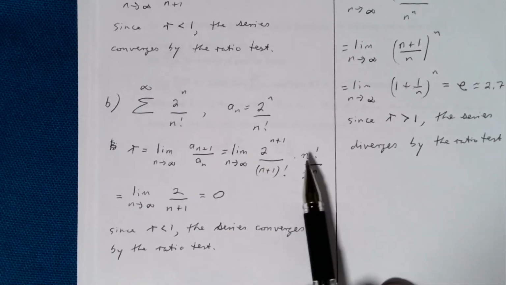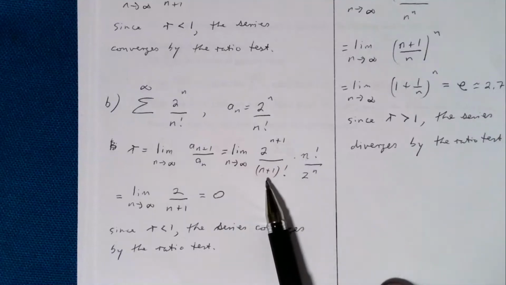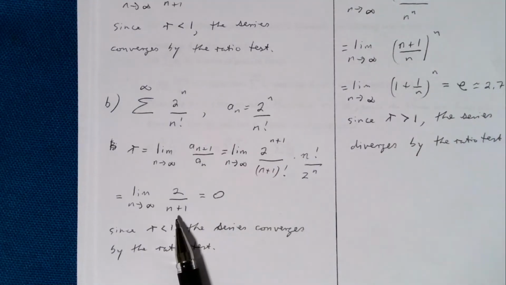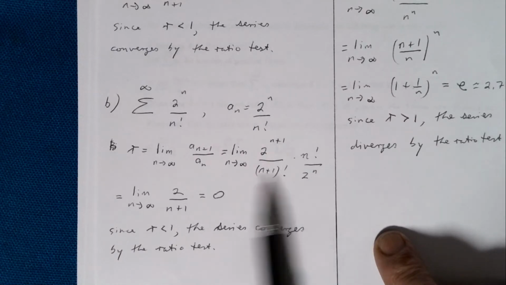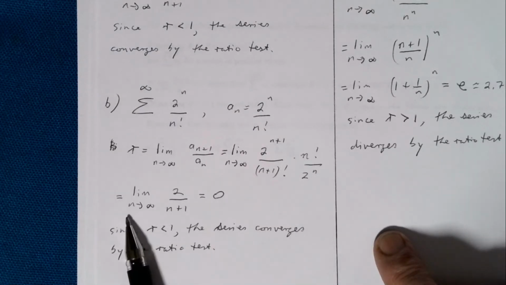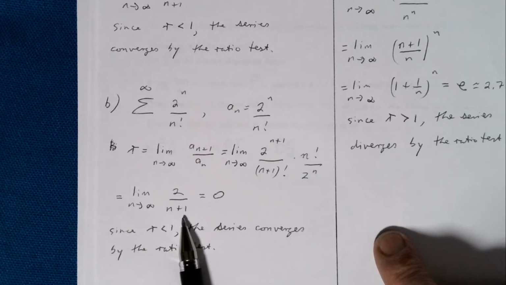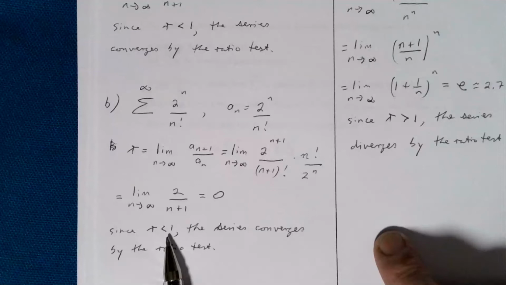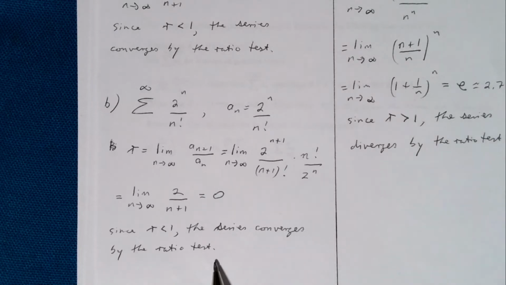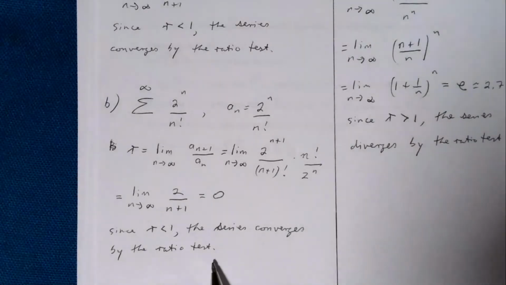Now we saw before that n factorial on (n+1) factorial collapses down to n+1. And we've got 2 to the n+1 divided by 2 to the n, well that's just 2. And this limit is easy to work out. Again, this turns out to be 0. So the limit exists, this is my r value, and r is less than 1. So the series converges by the ratio test.